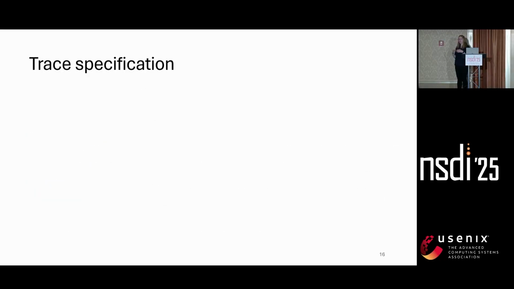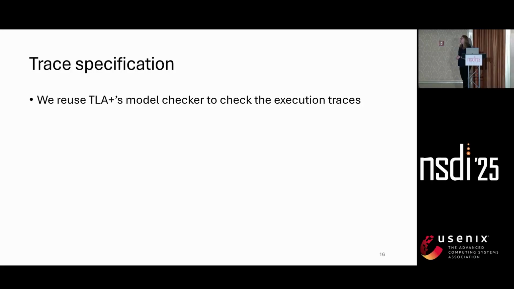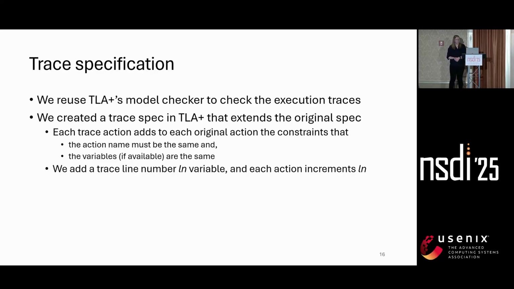Now that we got these traces, how did we actually check the traces against the formal specification? Well, interestingly, we were able to repurpose TLA Plus's model checker to check the execution traces. So we created a new specification for each of our specifications, which we called the trace spec. It extends the original specification and extends each action in the original specification to say that the name of the step in the trace has to be the same as the name of the step in the action, and the variables, where they are available, have to be the same.